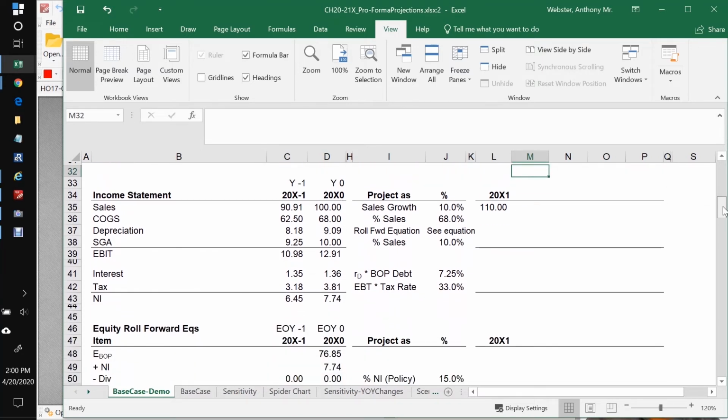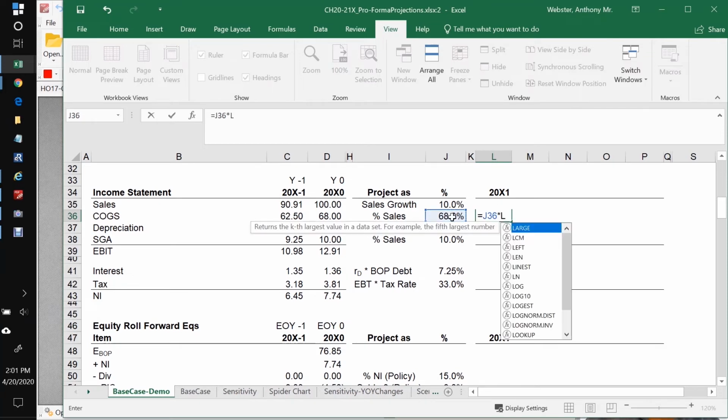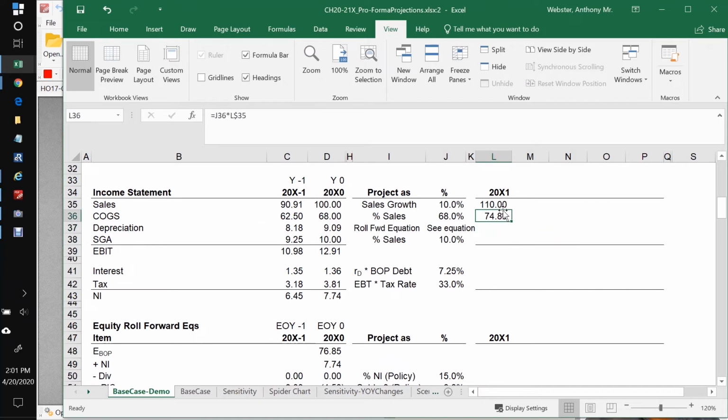So now let's go down and see if we can project what's going on in the income statement in 20x1, the first year that we want to project. So we've said for COGS that we believe that COGS will remain, this makes sense, right? It will remain 68% of sales in the year. So I'm just going to say here that I want 68% times L35. So 68% of 110 is 74.8. So that's looking pretty good here.